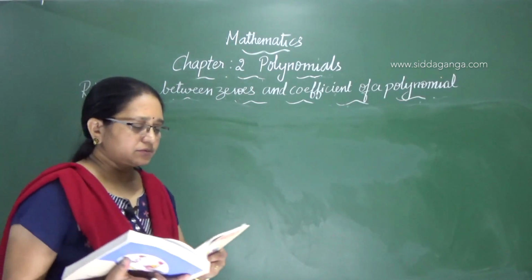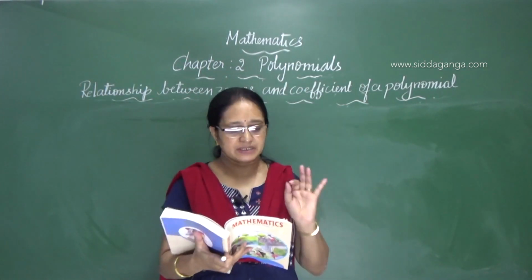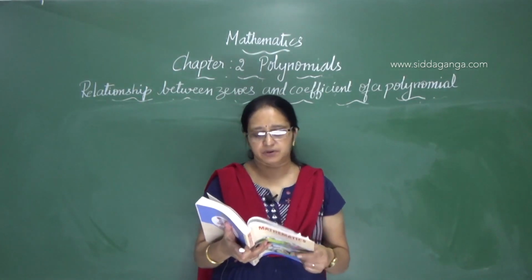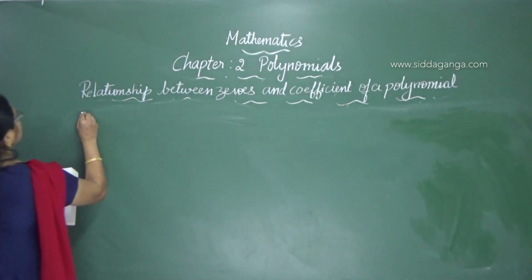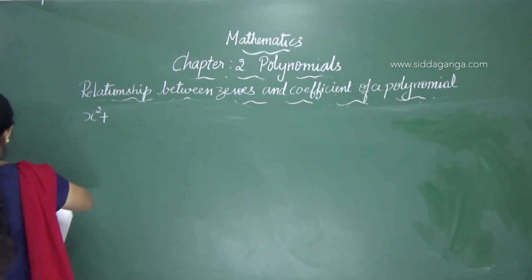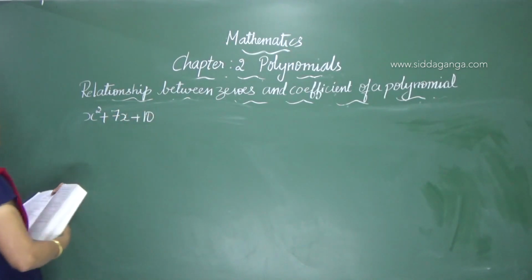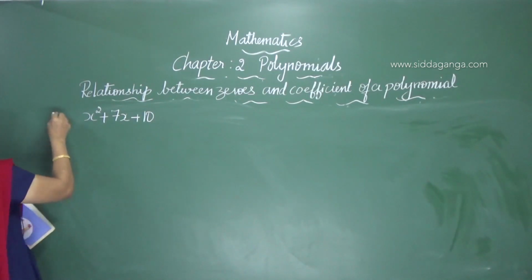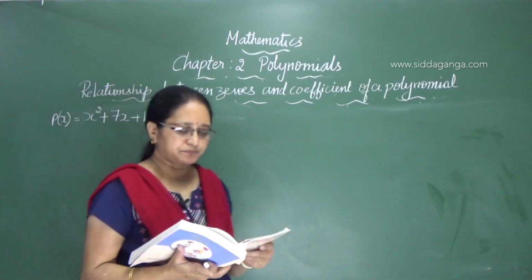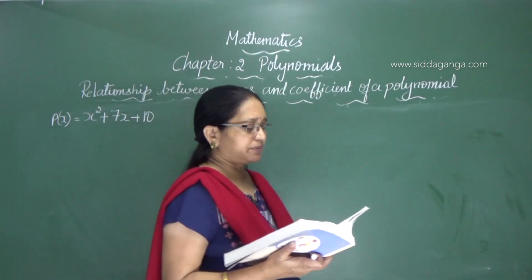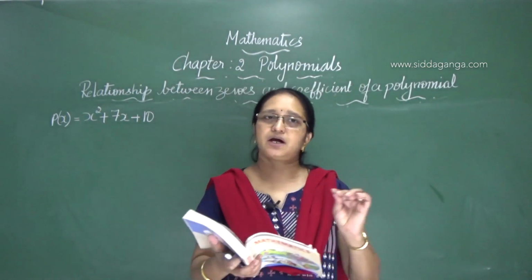Yes, now I'll do the example 2 from your textbook, page number 30. See, the question will be like this. Find the zeros of the quadratic polynomial x square plus 7x plus 10. So, you have to find out the zeros of the quadratic polynomial x square plus 7x plus 10 and verify the relationship between the zeros and the coefficients.